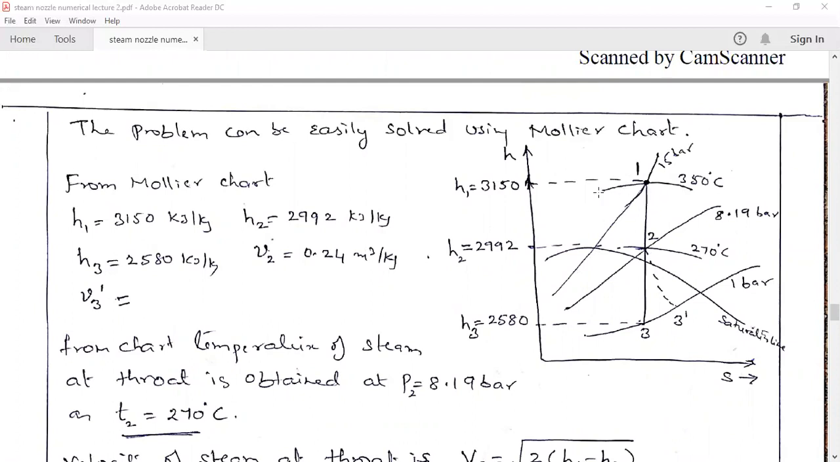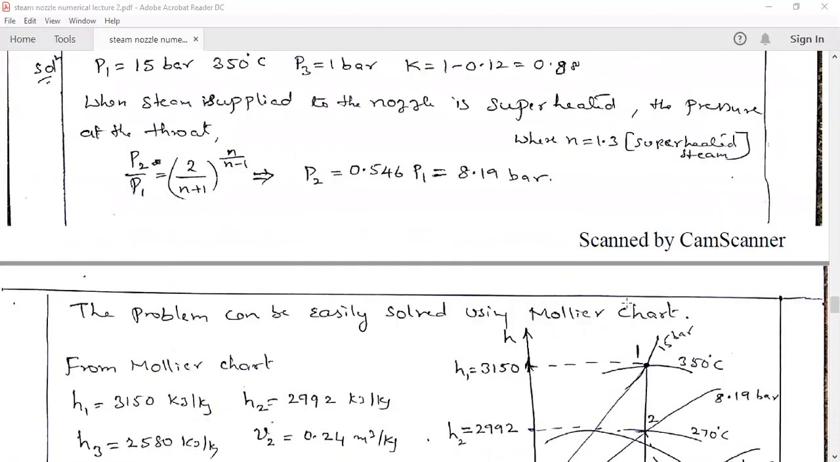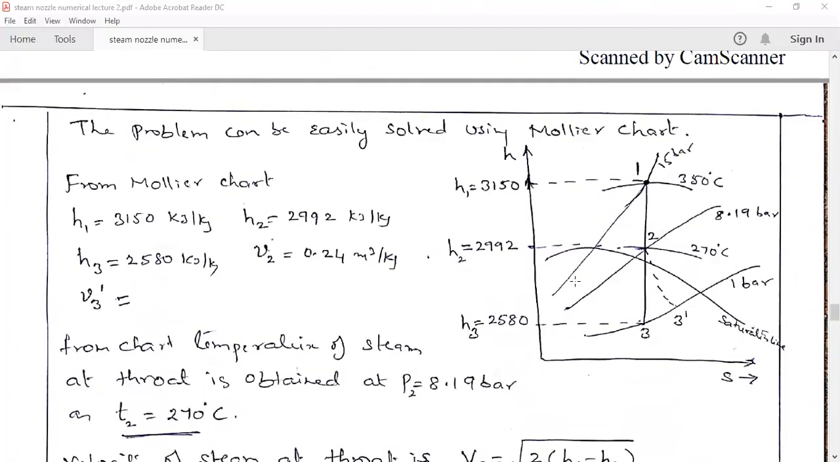So for that one, obtain the value of H1. If you go along the x-axis, you'll find the H1 value on the y-axis. Then draw a vertical line, and we have obtained the throat pressure as 8.19 bar. So draw a vertical line and mark a point which cuts the 8.19 bar pressure. That point is taken as H2.